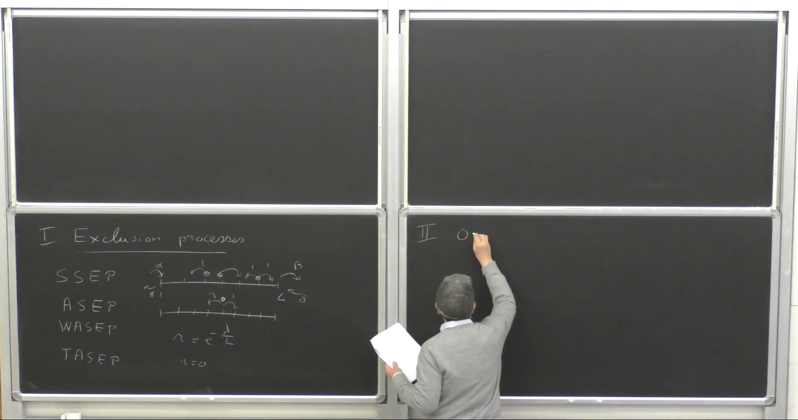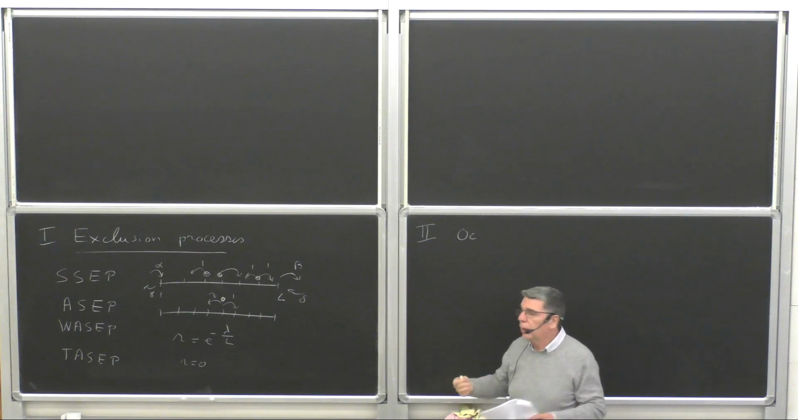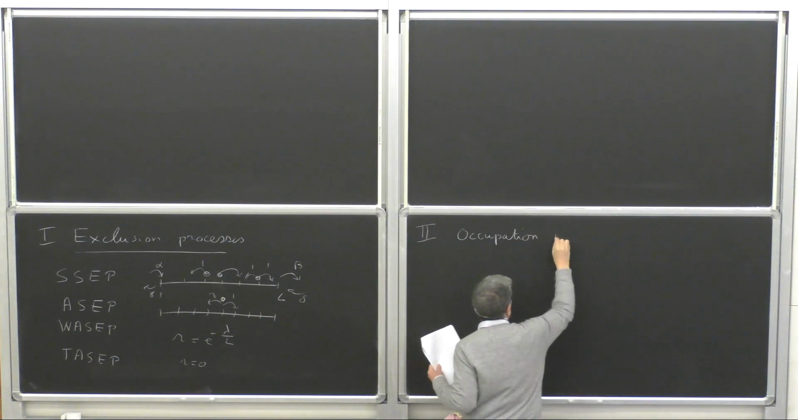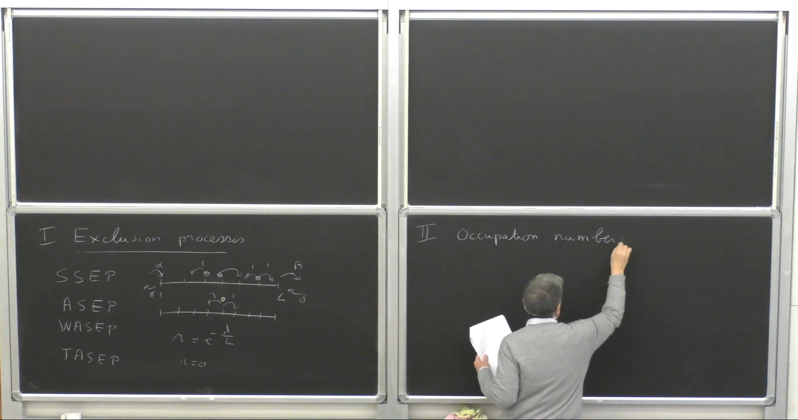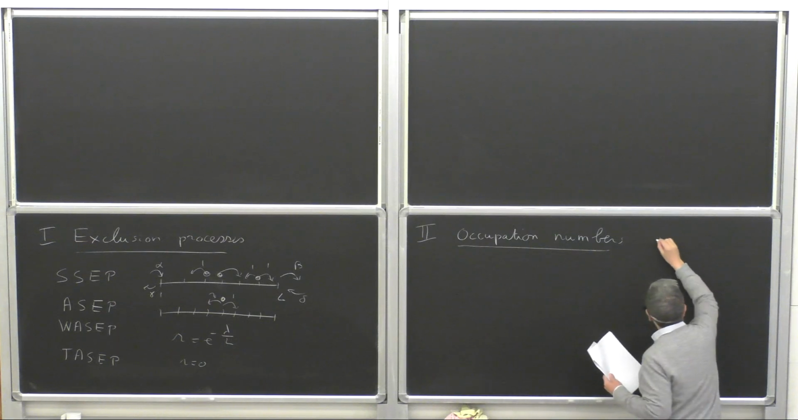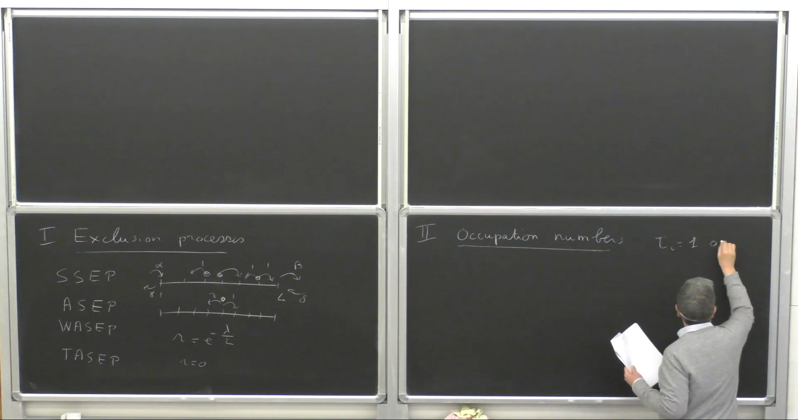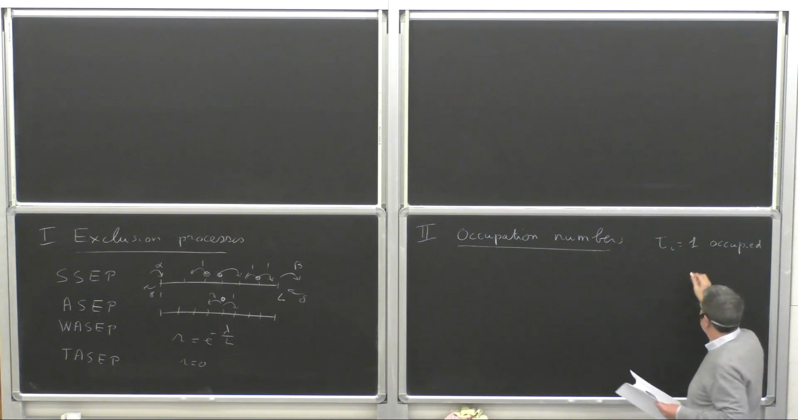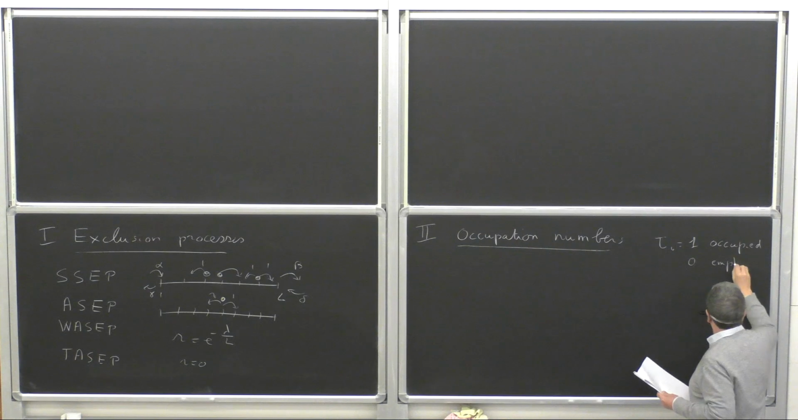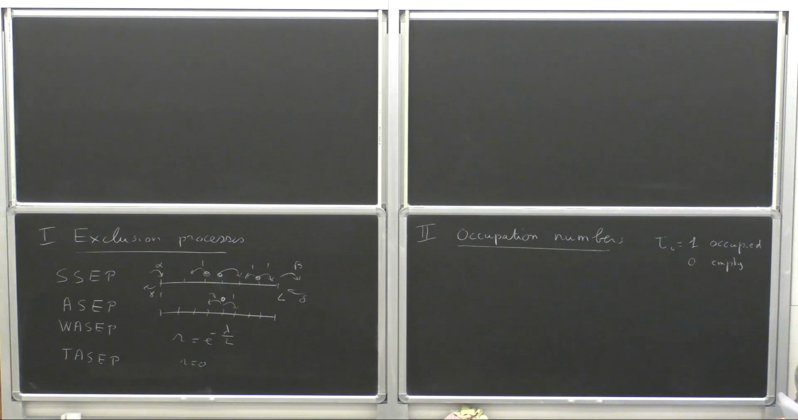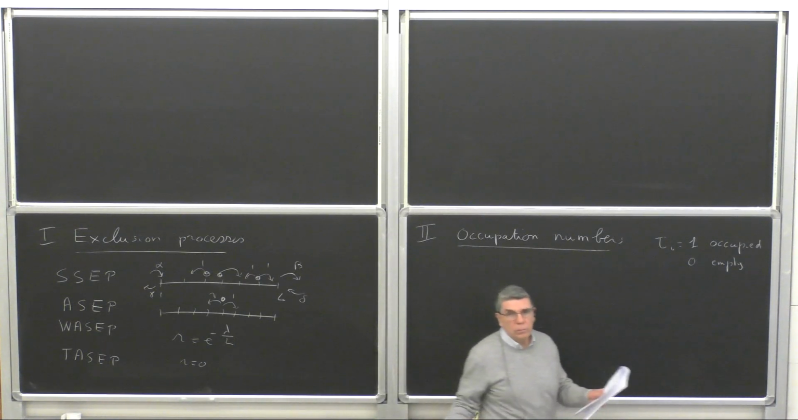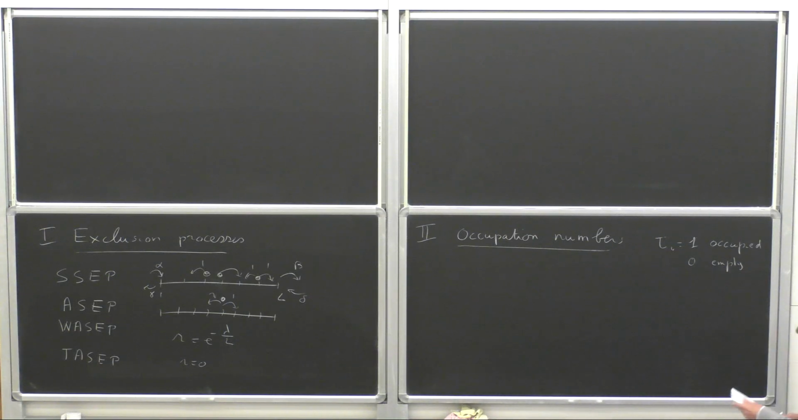I am interested in the steady state, but I can try to compute the evolution of the occupation number. So I have a variable tau_i, which is 1 if site i is occupied, with i from 1 to L, and 0 if it's empty. In order to write the evolution, I am going to write it in the two cases, the SEP and the TASEP, but you can write it in all cases if you like.